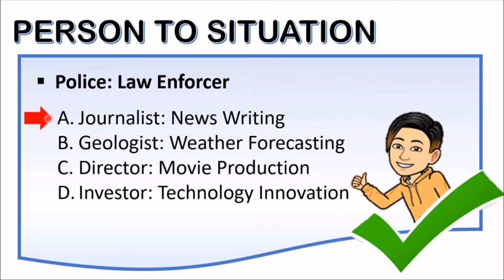Because the main job of a journalist is actually to write news. For letter B, geologists do not actually study weather. They study the earth and its history using rocks. While for letter C, directors do not actually produce movies. They are responsible for the storyline of the movies we watch. And for letter D, investors, they do not actually innovate technology. What they do, they invest their money and they just make it grow, okay? So the correct answer is actually letter A. Journalist is to news writing.